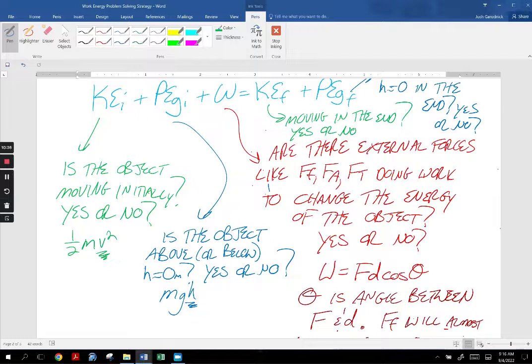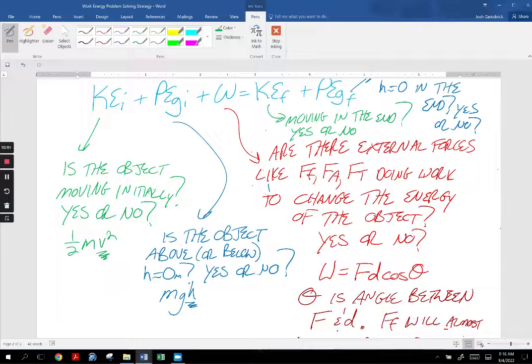And then you're like, yeah, but it's above height. I don't care. Is it moving? Yes or no? These are simple questions. Don't add anything to these questions. For initial potential energy, is the object above or possibly below height 0? If the answer is yes, leave it. If the answer is no, cross it off.